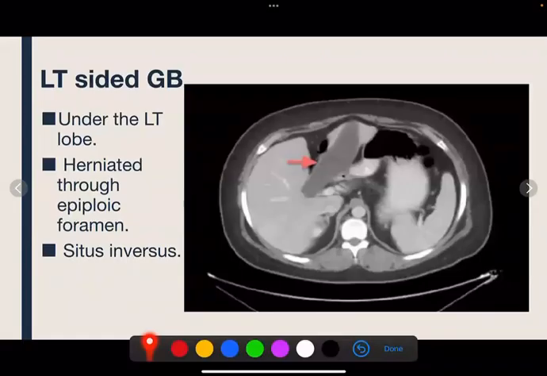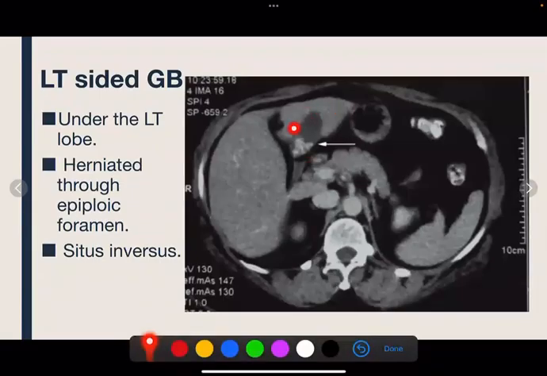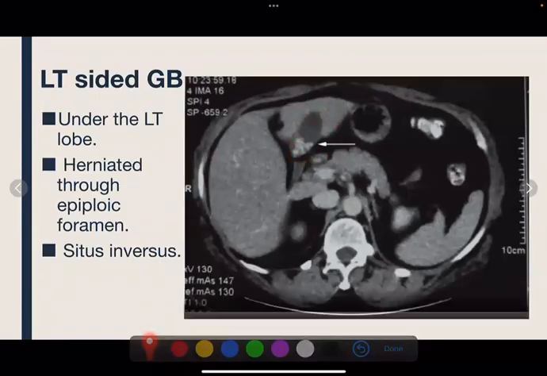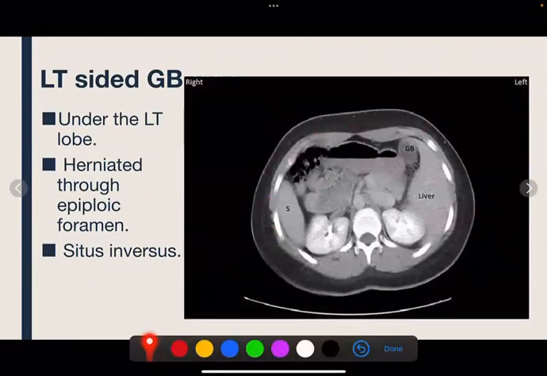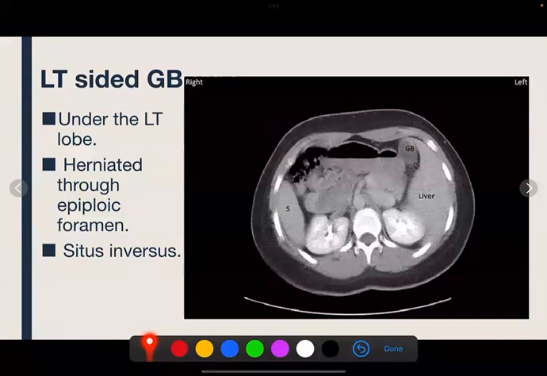We have the left-sided gallbladder. As you can see, this is an axial CT scan showing the gallbladder under the left lobe of the liver. This is a left-sided gallbladder. This is also a left-sided gallbladder filled with stones. And this is a case of situs inversus. As we can see, the liver is on the left side and the spleen on the right side, and the gallbladder here is left-sided. Sometimes it can be herniated through the epiploic foramen.